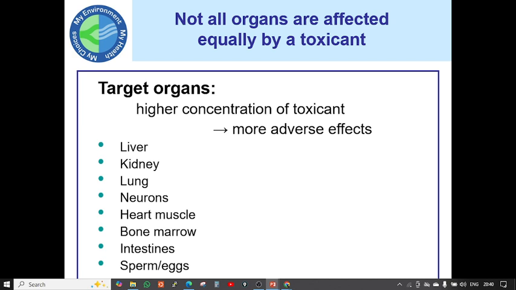When toxic substances are inhaled through your nose and move to the lungs, the lungs are the most severely affected. Then neurons. Neurons means the nervous organ, the brain. Whenever you consume alcohol, the first organ that functions less is the brain. Then heart muscles, bone marrow, intestine, and sperm are organs which are mostly targeted by these poisons. Firstly these organs are affected.